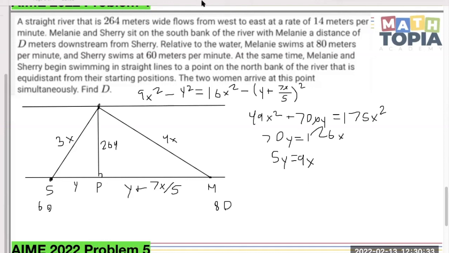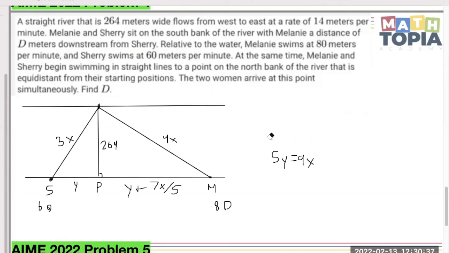Well, this is essential. We can get rid of all this, because this is what we really care about, the relationship between y and x. From here, we can very easily solve for both of them. We can use this part, because it's much more clean.